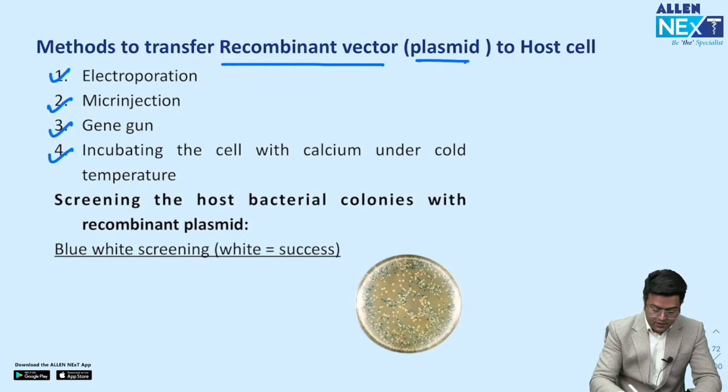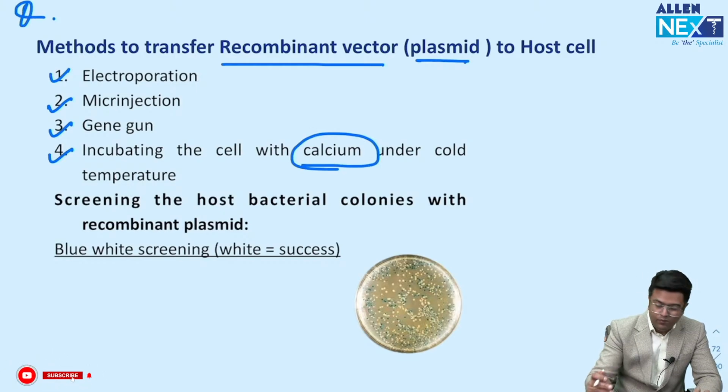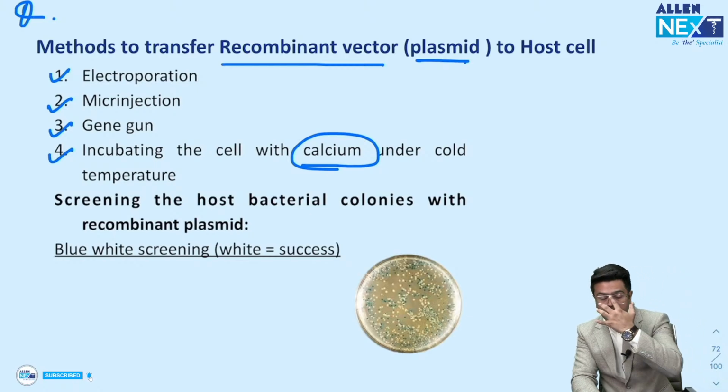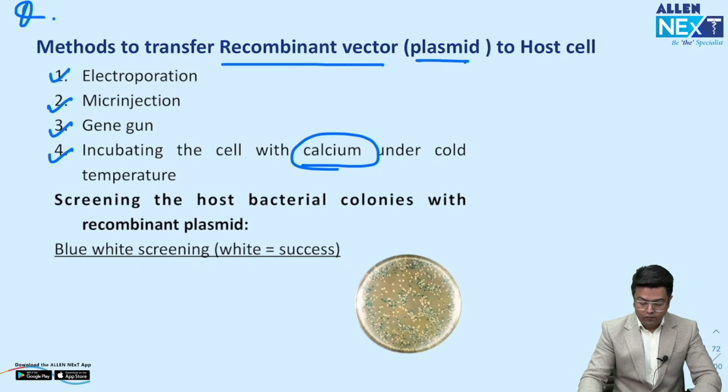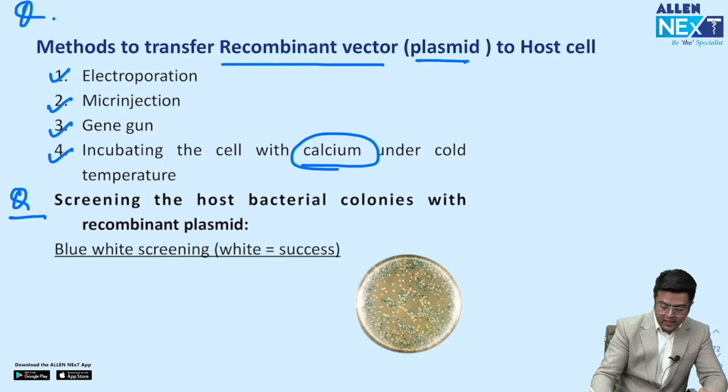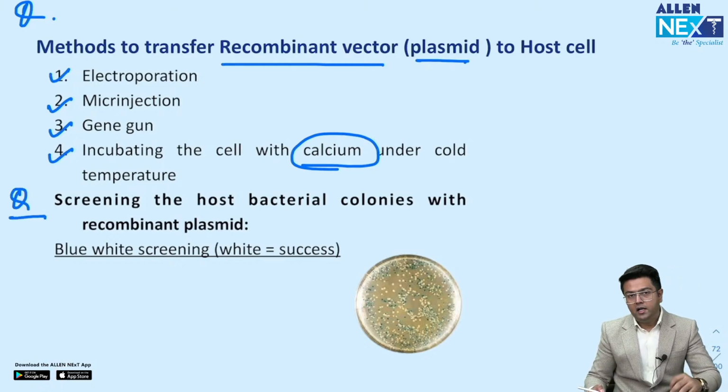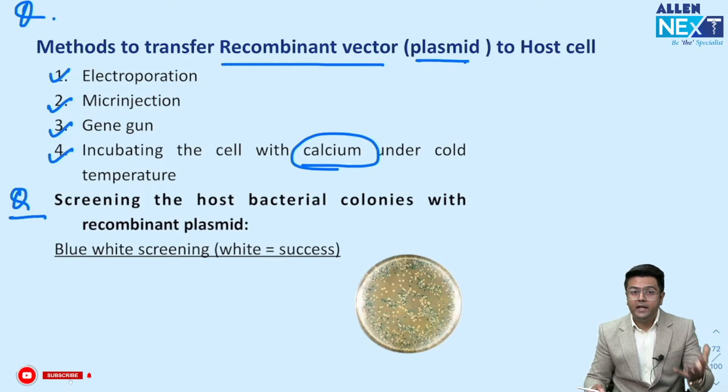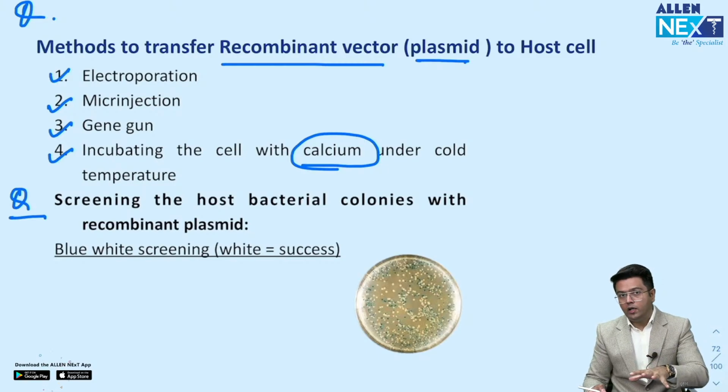So there are some methods: electroporation, microinjection, and gene gun. So these are some names. And incubating the cells with calcium. So guys, these are again old MCQs, can be repeated, right? Recombinant DNA technology is always important. This question also has been asked in AIIMS. So guys, how will you identify which E. coli or bacteria has the recombinant plasmid? Now we are sending the plasmid to E. coli, right?